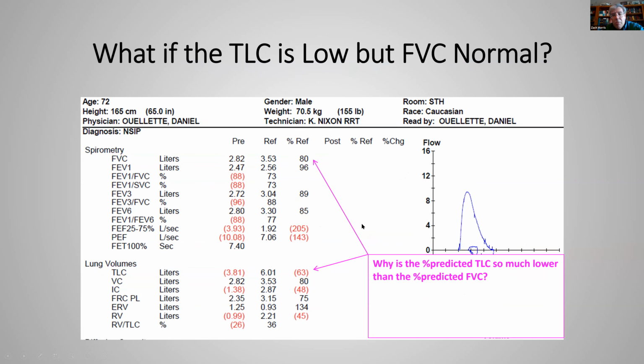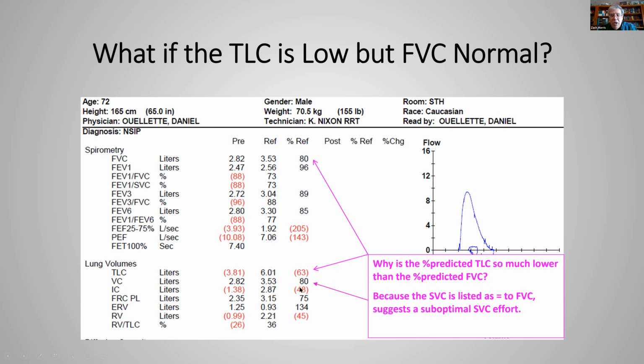Okay, and we talked about the situation here. What if the TLC is low, but the FVC is normal? And then you, again, pay attention to the fact, well, look at the disproportionate difference. An FVC at 80% of predicted and a TLC that's only 63% of predicted. That tells you there's probably something wrong with the measurement here.